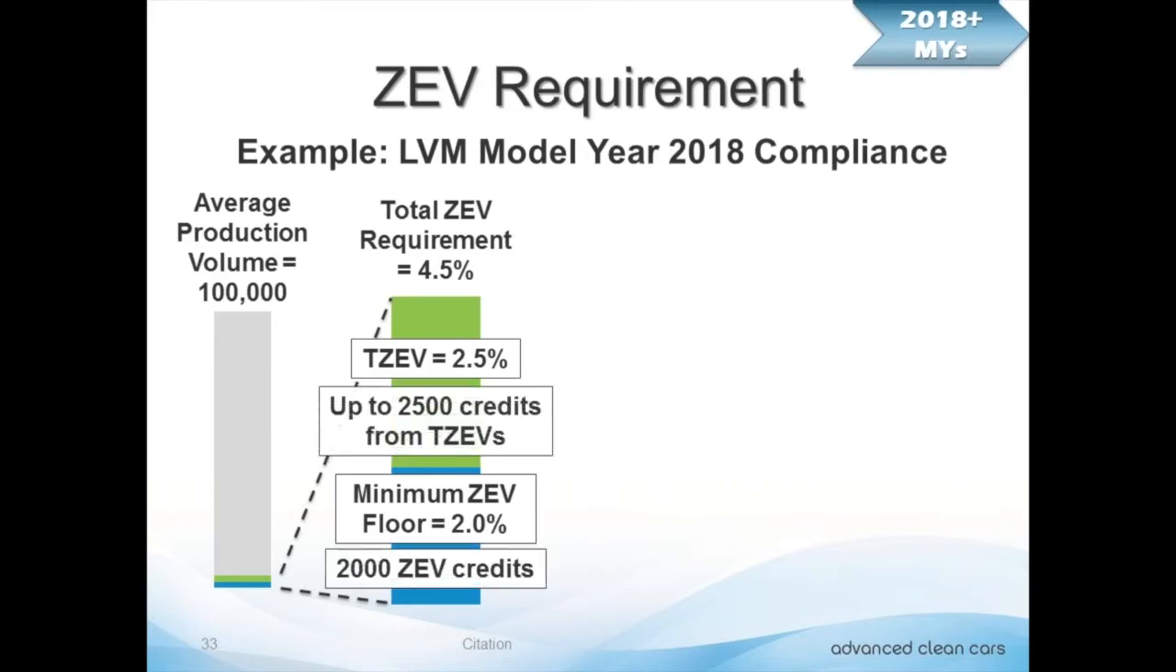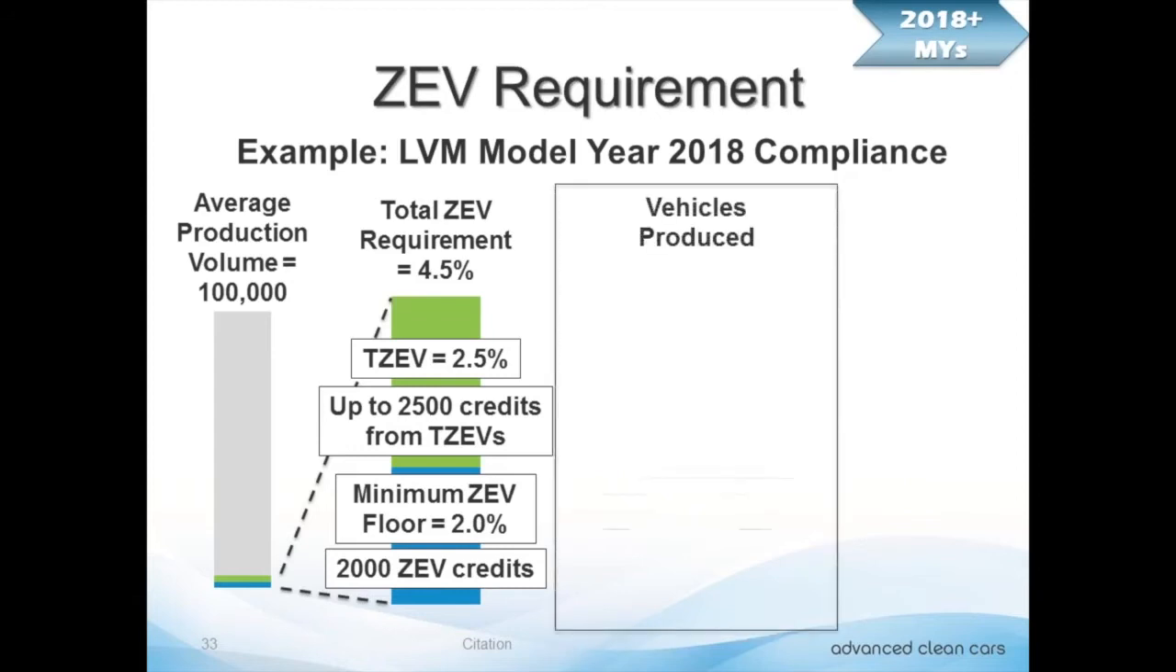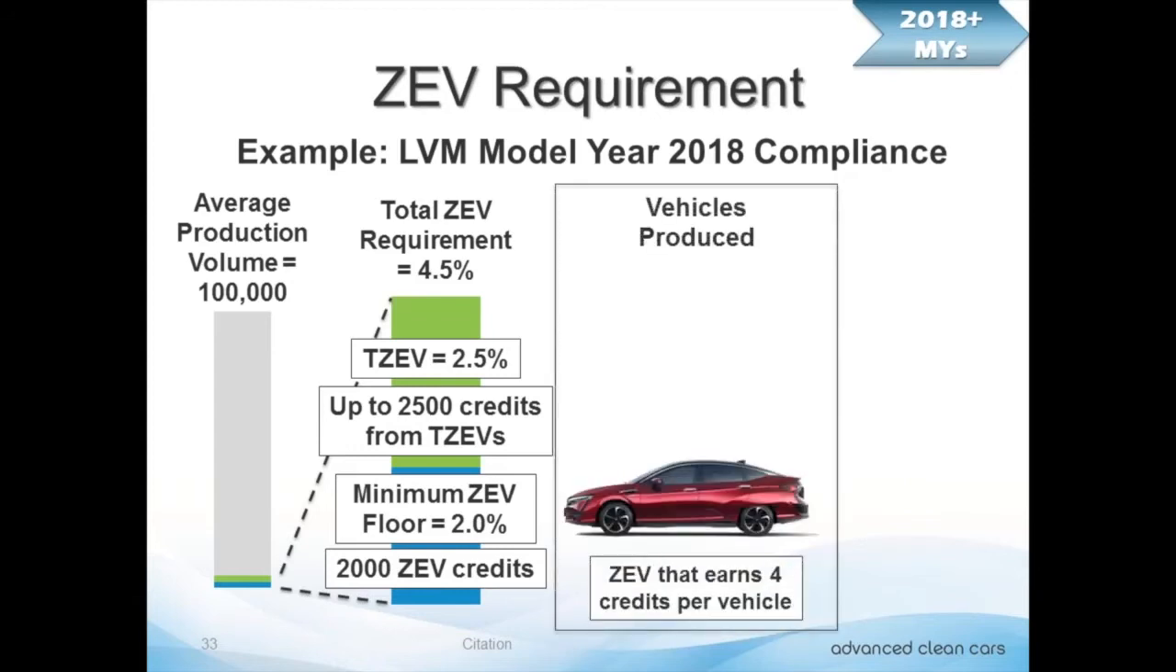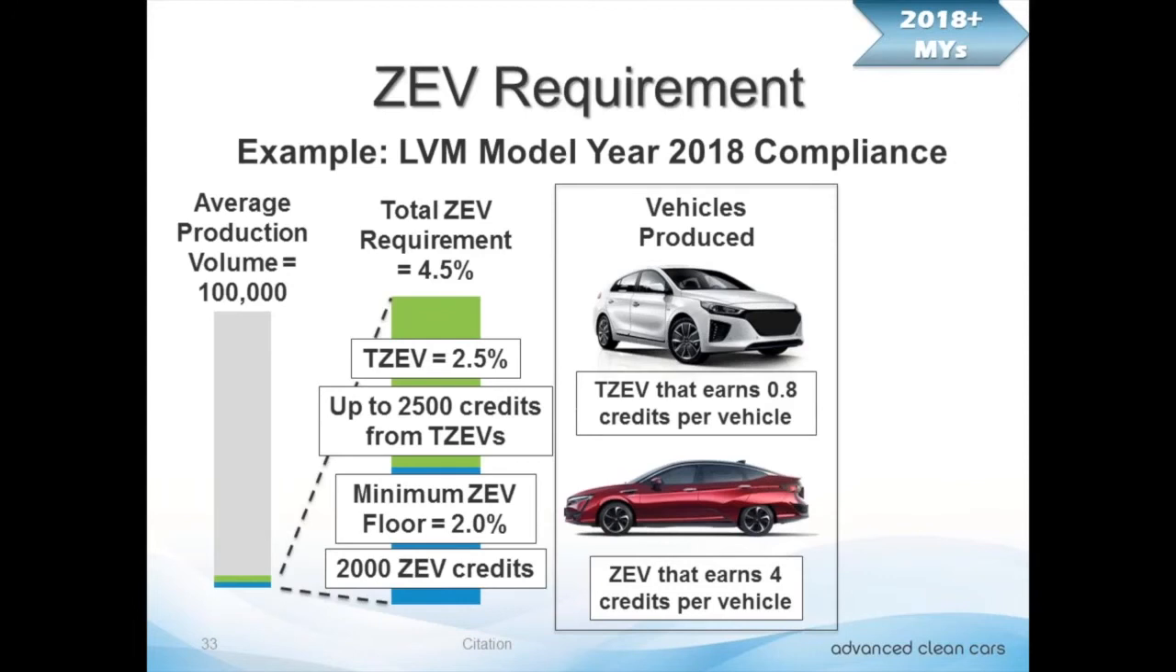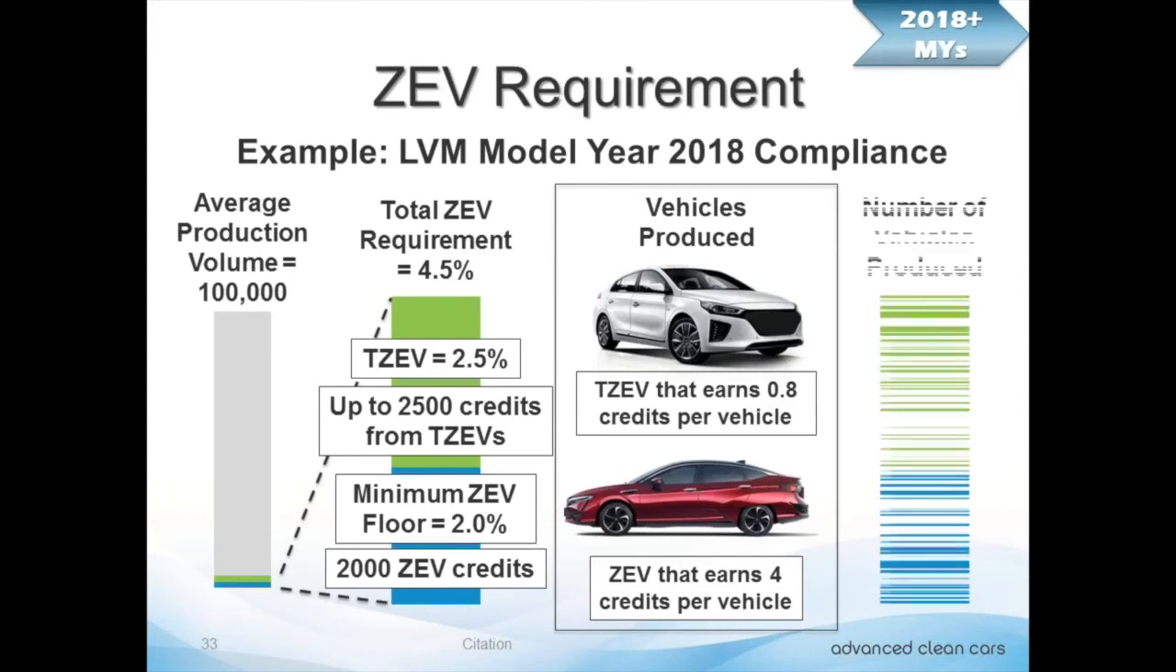As a result, this manufacturer will need at least 2,000 ZEV credits and may use a maximum of 2,500 credits from TZEVs to meet a portion of their requirement. This manufacturer produces two vehicles that are eligible to earn ZEV credits. The first is a ZEV with an AER greater than 350 miles that earns the maximum of 4 credits per vehicle. The second is a TZEV that earns approximately 0.8 credits per vehicle.